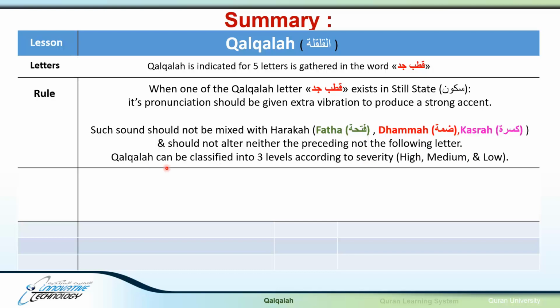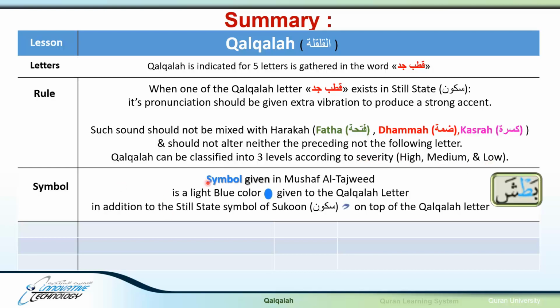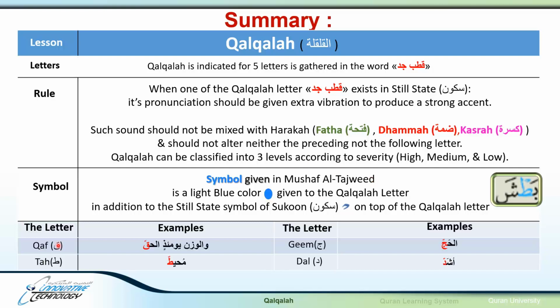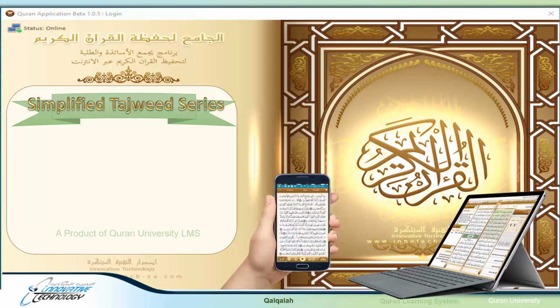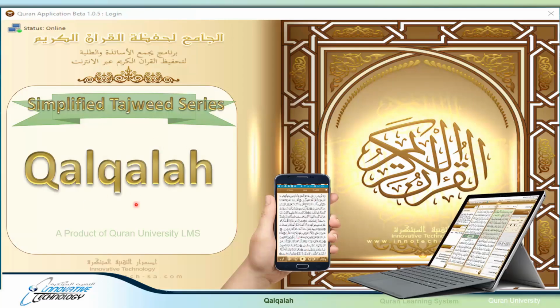Qalqala can be classified into 3 levels according to severity, classified into high, medium, and low qalqala. The symbol used is to give qalqala letter a light blue color, plus giving it a sukoon sign, as we see here. And then we took several examples to illustrate al-qalqala, such as al-haqq, muhit, al-hajj, ashad, and others. And with this summary, we reach the conclusion of this lesson on qalqala.